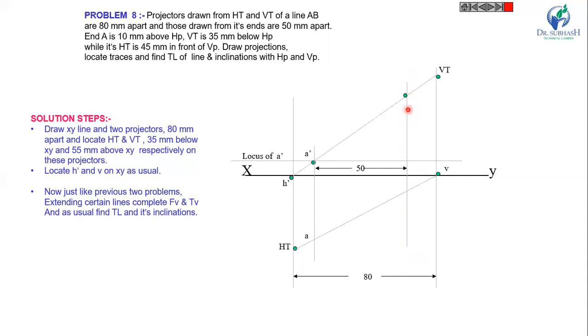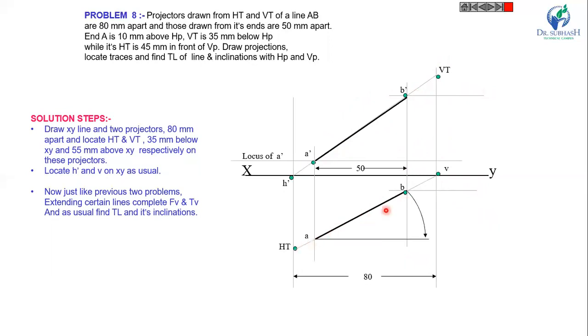So the intersection of this A dash and BT is B dash, and so A dash B dash is our front view. Similarly, here you can find the point B. So AB is a top view. Now draw the locus of B dash, B1 dash, B and B1.